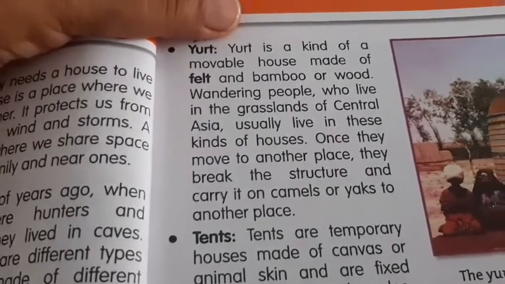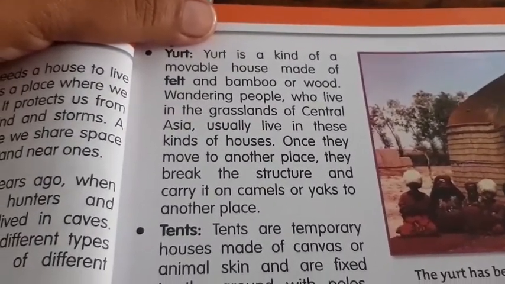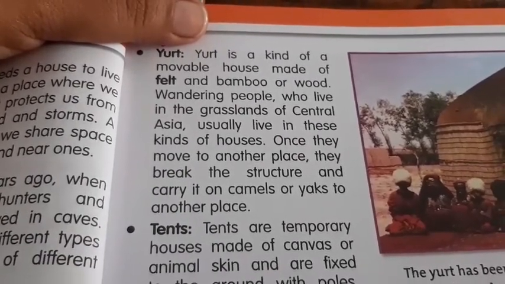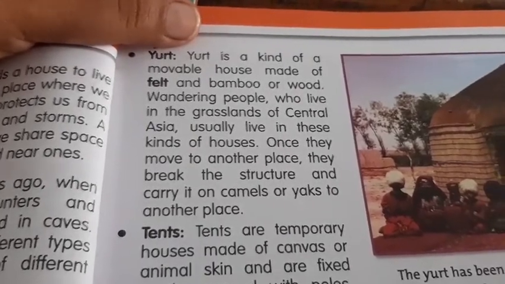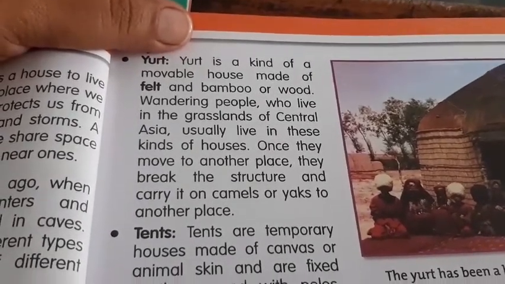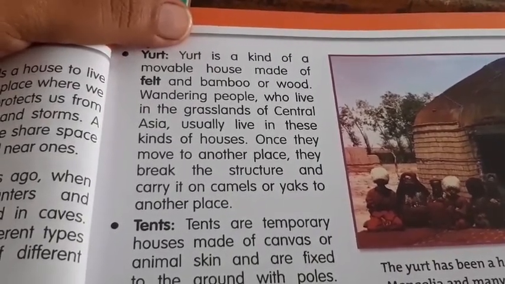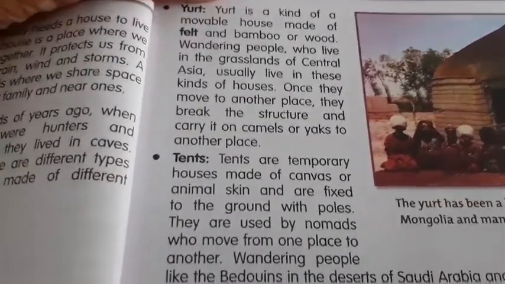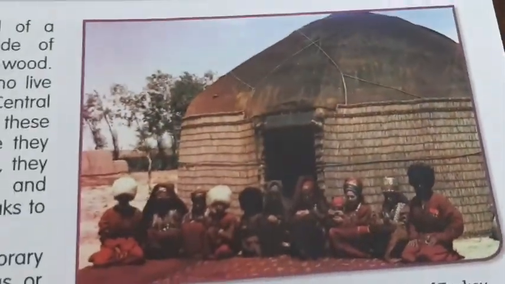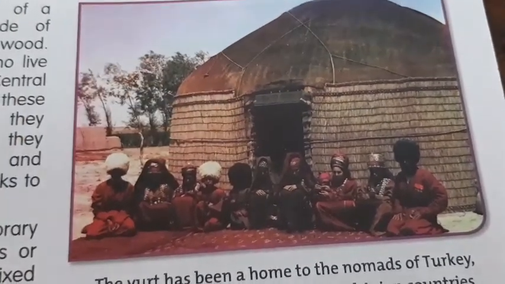Now you can see here, yurt. Yurt is a kind of movable house made of felt and bamboo or wood. Wandering people who live in the grassland of Central Asia usually live in these kinds of houses. Once they move to another place, they break the structure and carry it on camels or yaks to another place. See children, you can see here. This house can be removed, since it is made up of bamboo, and they can carry it. See, they are tribal people.